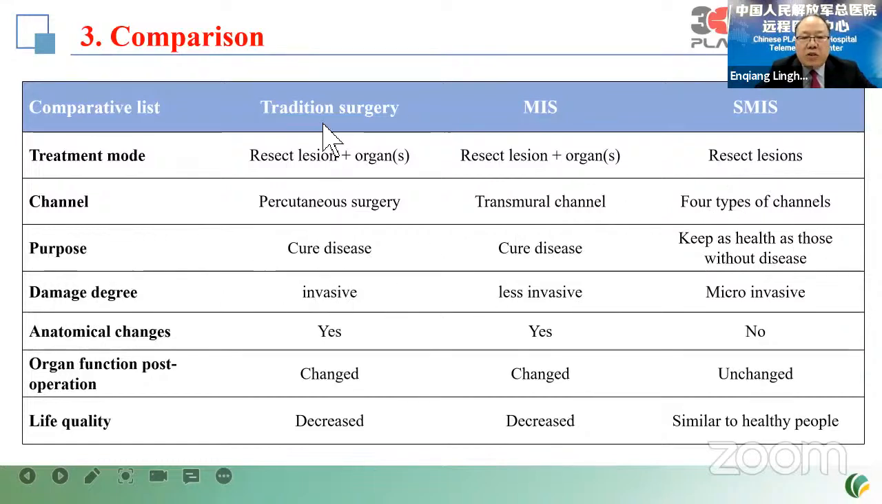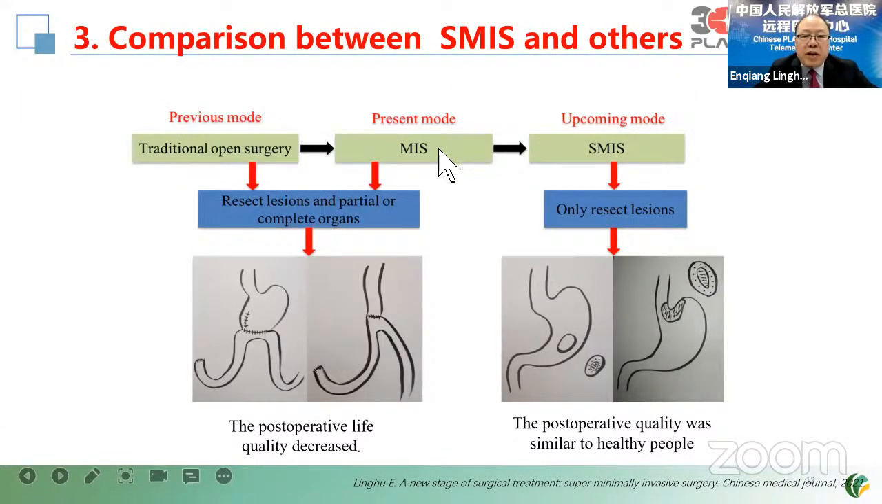The purpose of these two kinds of methods is just to cure the disease. But we said to cure the disease and recover as before. The anatomy changes. Of course, with traditional surgery and minimal invasive surgery the anatomy is changed, and the same is not changed. For post-operative organ function, these two kinds of methods change it, but the same does not. For life quality, both of them decrease, but the same is similar to a healthy person. That is the traditional surgery and minimal invasive surgery, for stomach cancer, partial or complete resection. For the same, the stomach is still there, with no change of the anatomy.